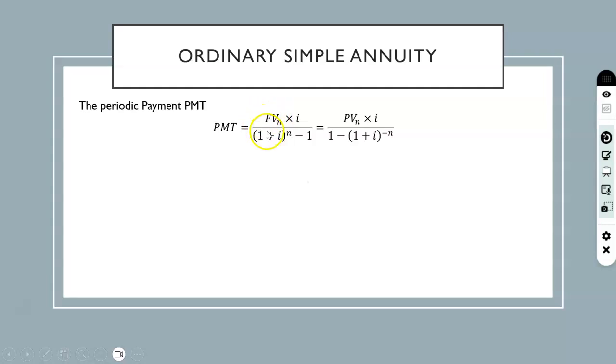For any annuity problem, you always need to identify the type of annuity first. Second, you need to identify whether it is a future value problem or a present value problem. Once identified, you use the appropriate formula to calculate whatever is asked.